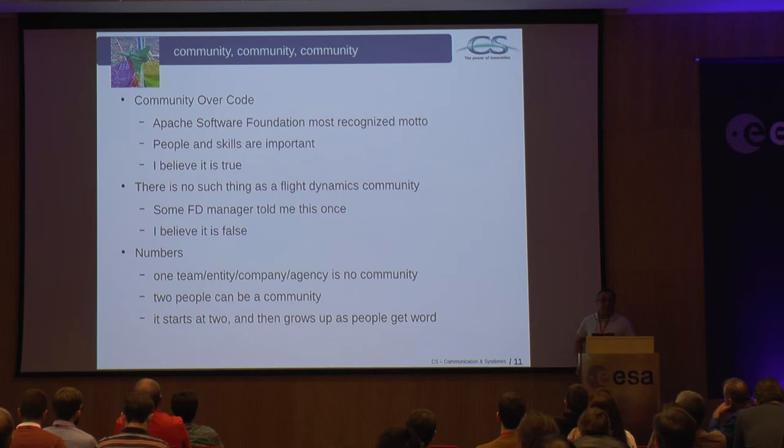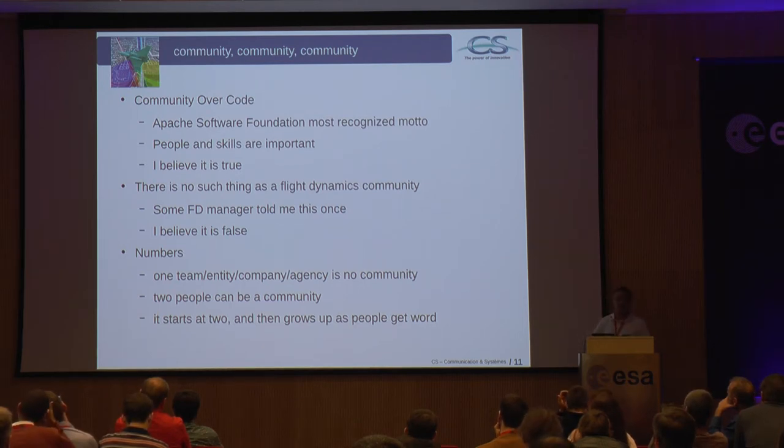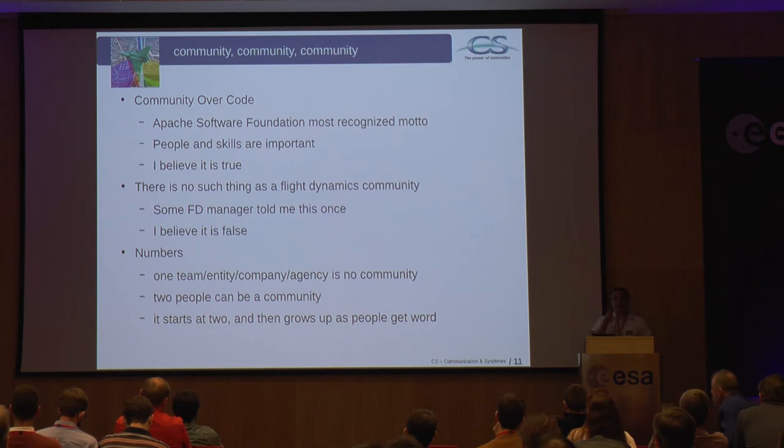Then, open source. Where can open source help here? Open source, for me, is community. If you remember one slide from this presentation, it is this one. Community. It is the best word for open source. So community over code is our motto. It is a motto which comes from the Apache Software Foundation. And this implies that the skills and the people are important. I do believe it is true.